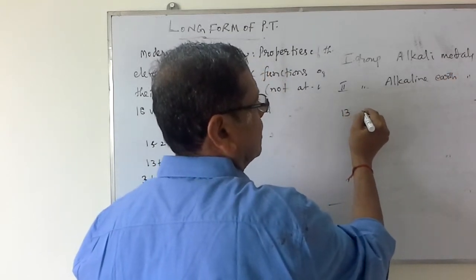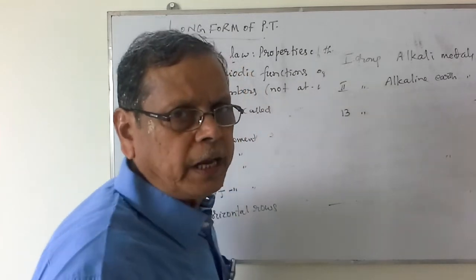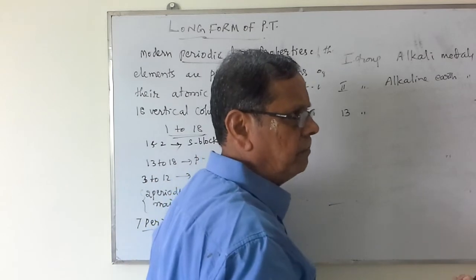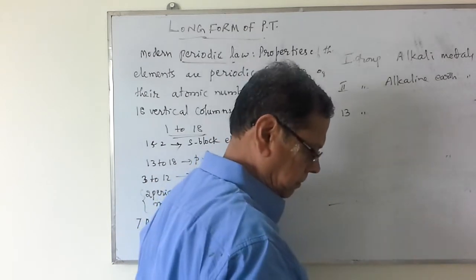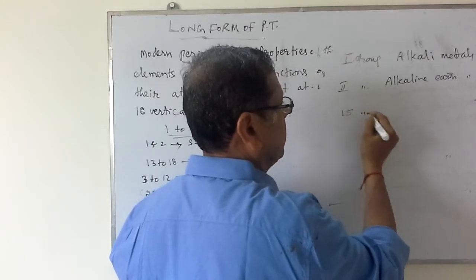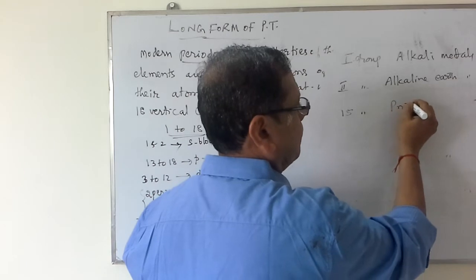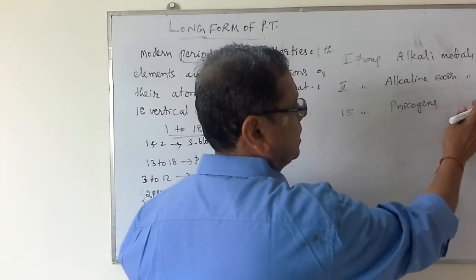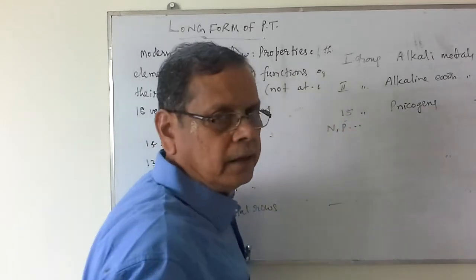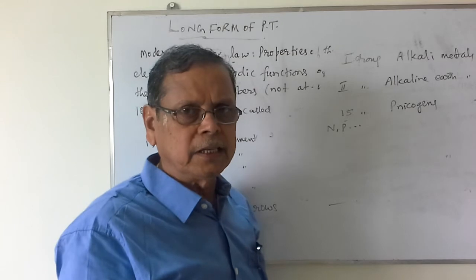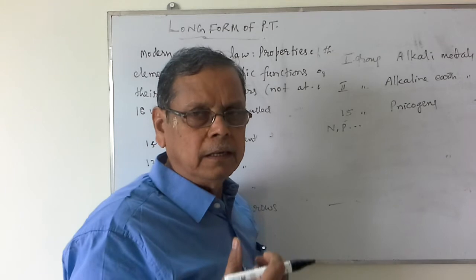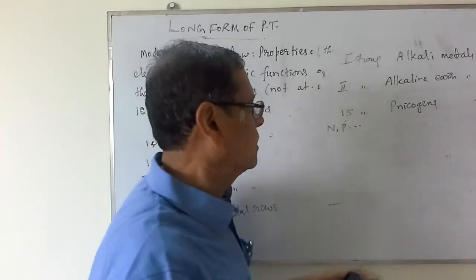13th group elements are beryllium, boron, etc. Boron, aluminium. 15th group elements are named the pnicogens. 15th group elements like nitrogen, phosphorus, etc. Either the elements or their oxides actually form suffocating gases. Suffocating elements are named the pnicogens.